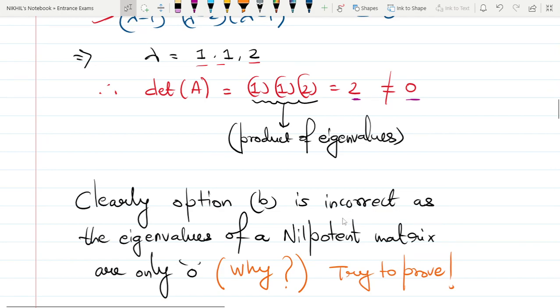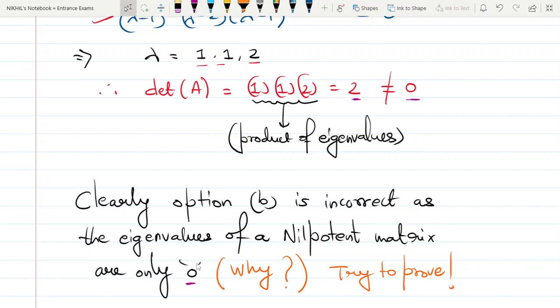Why? Because the eigenvalues of a nilpotent matrix are only 0. A nilpotent matrix cannot have any eigenvalue other than 0. This is a very standard result, and here I am asking you to prove why the eigenvalues of a nilpotent matrix are 0. Use the definition of a nilpotent matrix.